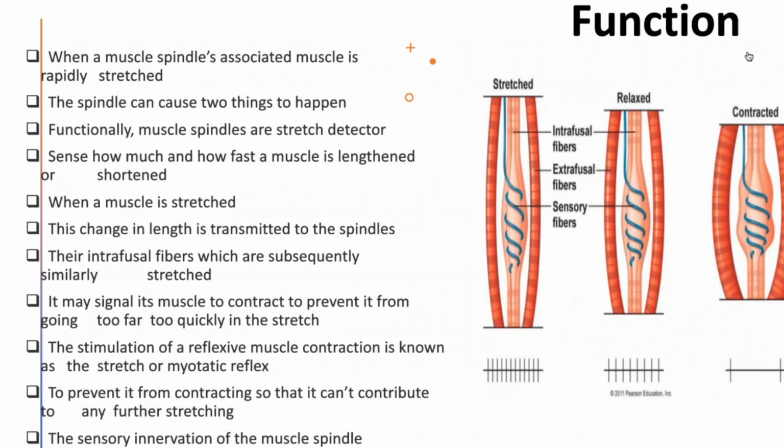The sensory innervation of the muscle spindle arises from both group 1A and group 2 afferent muscle fibers. As you can see on your screen, that is a muscle that is stretched versus when it's relaxed versus when it's contracted.